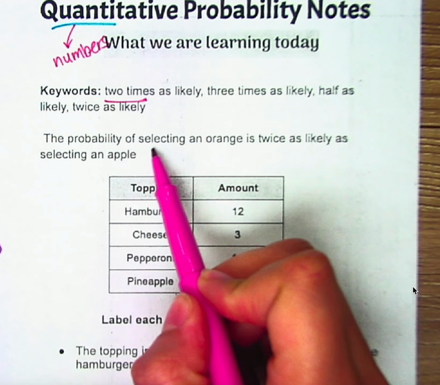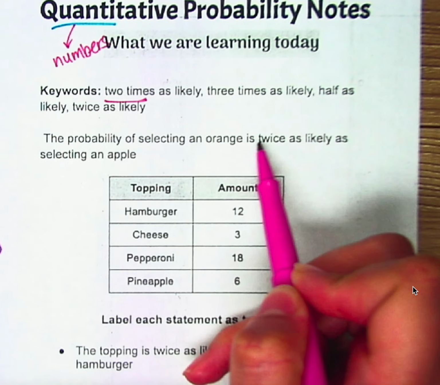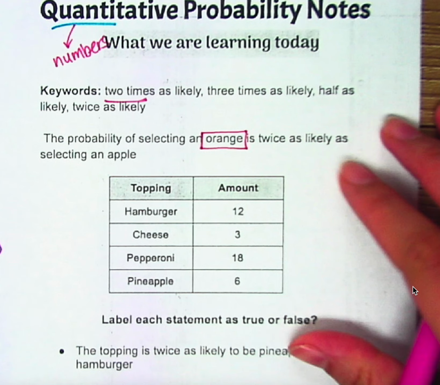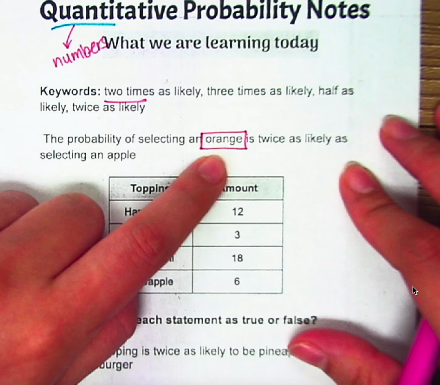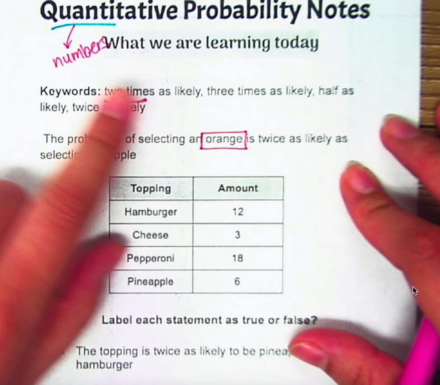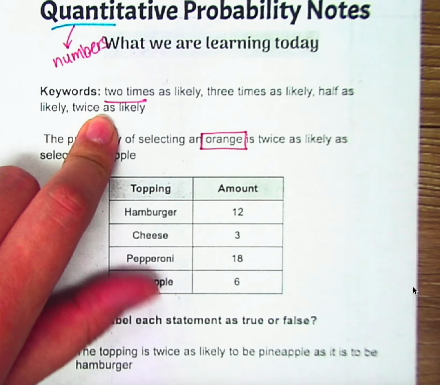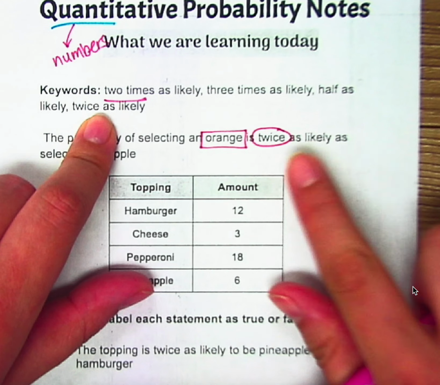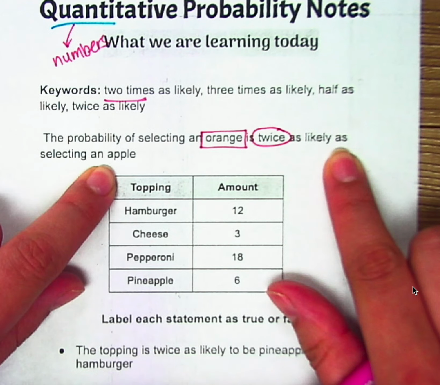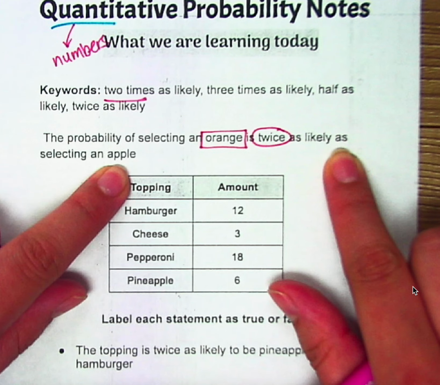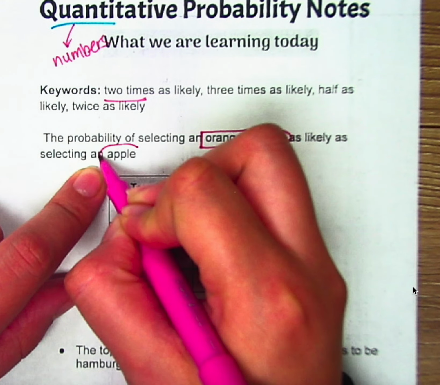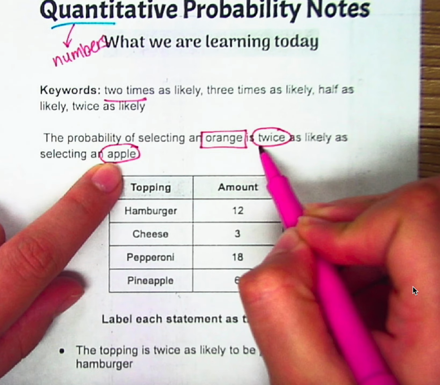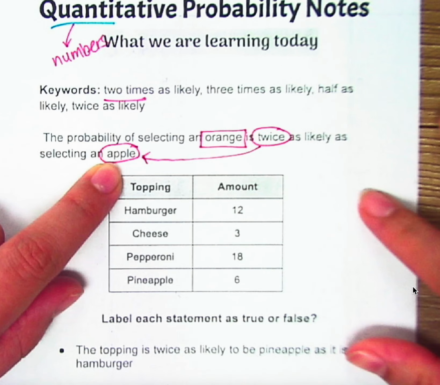So the probability of selecting an orange, when you see your first label, you are going to put a box around it, okay? Orange is my label. When you see a keyword, my keyword is twice, right? You're going to circle. It says twice as likely of selecting an apple. Apple is my second label, so I'm going to circle it. Okay. So now I'm going to connect both of my circles.